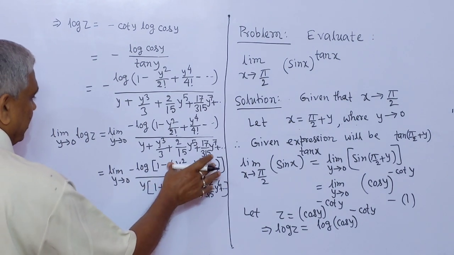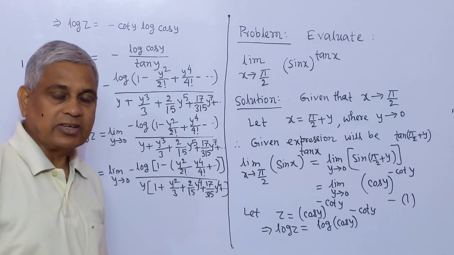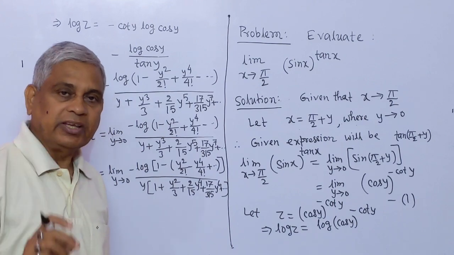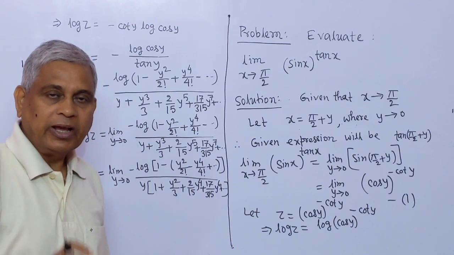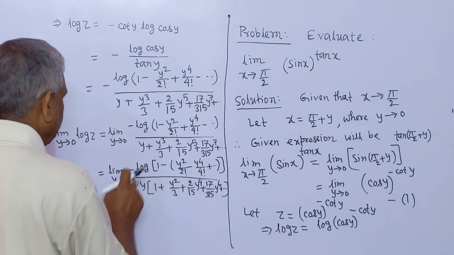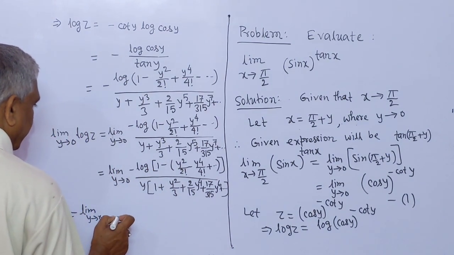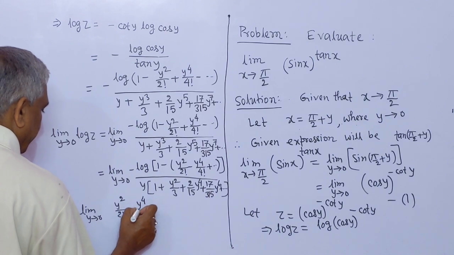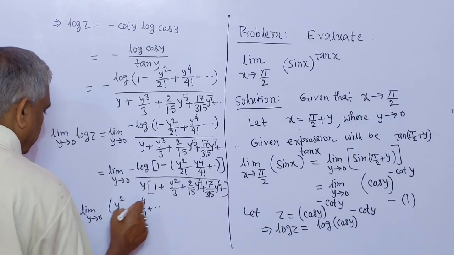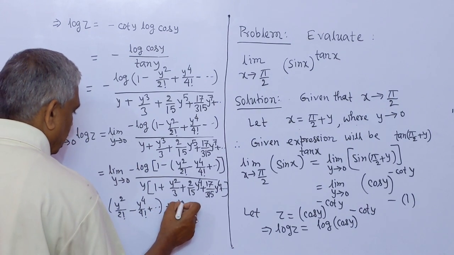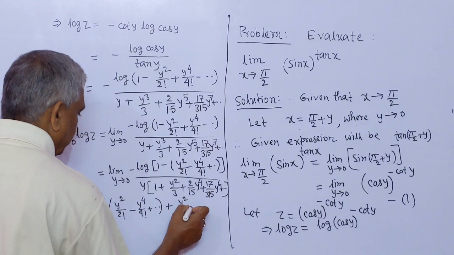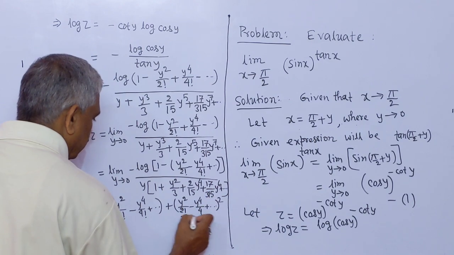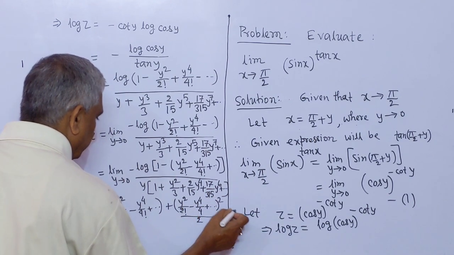Here log of (1 minus x) equals minus x minus x square by 2 minus x cube by 3 minus x to the power 4 by 4 and so on. And here we have a negative sign. So here we will get (y square by factorial 2 minus y to the power 4 by factorial 4 plus and so on) plus (y square by factorial 2 minus y to the power 4 by factorial 4 plus and so on) whole square by 2 and plus and so on.